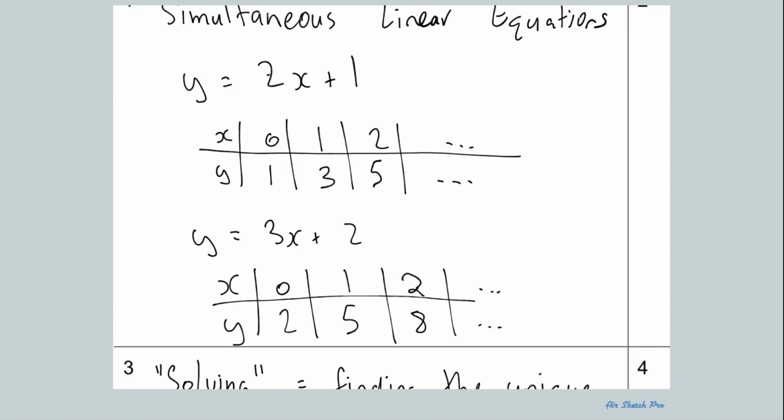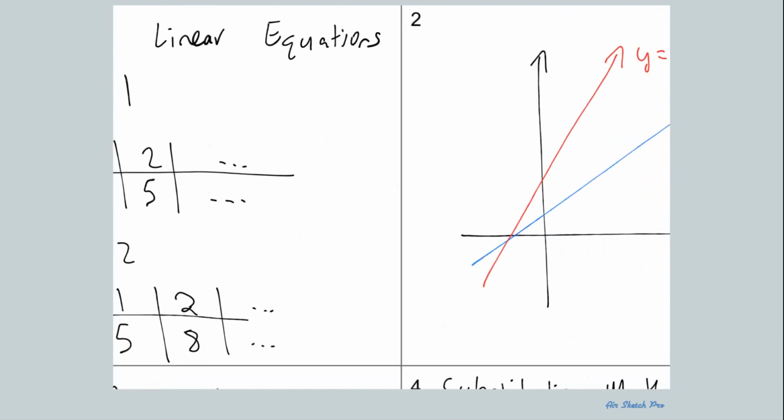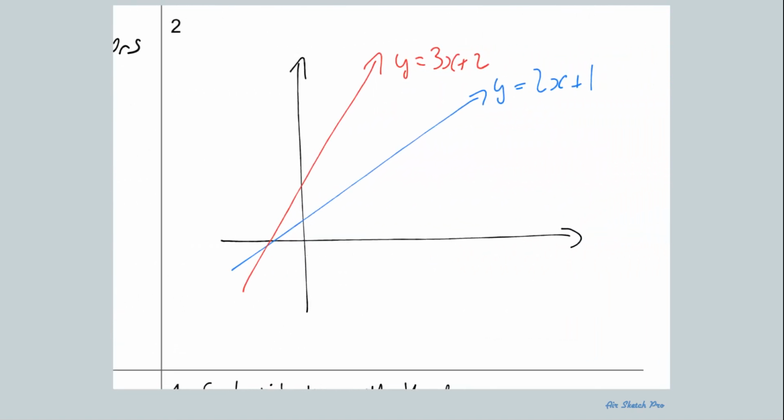If I graphed both of these equations on the one set of axes, we would see that the graph represents all possible solutions, whole number or not. So that includes fractions, decimals, and so on. This would be y equals 2x plus 1, and this would be y equals 3x plus 2. And we can see that one is cutting through the y-axis at 2, and this is cutting through the y-axis at 1.